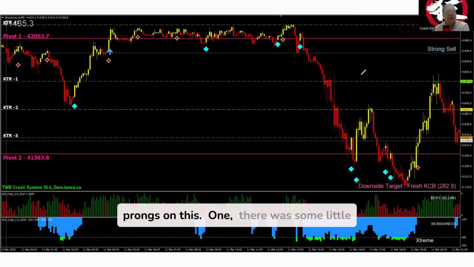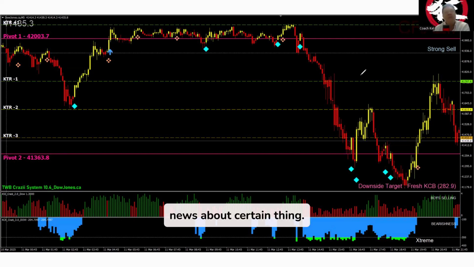There were two prongs to this. One, there was some little news about a certain thing. Then the market basically said that no, that news is not really real. Then the market just did what it does. And of course, the market pulled all the way down to KTR -3, and that is where I stopped my trading for the day. Okay, all right.